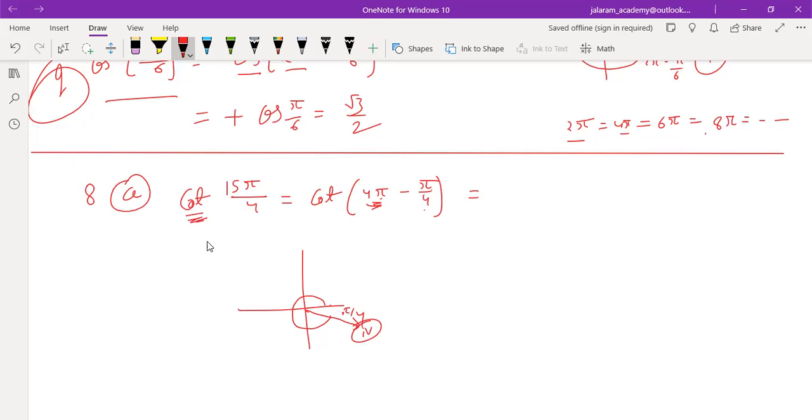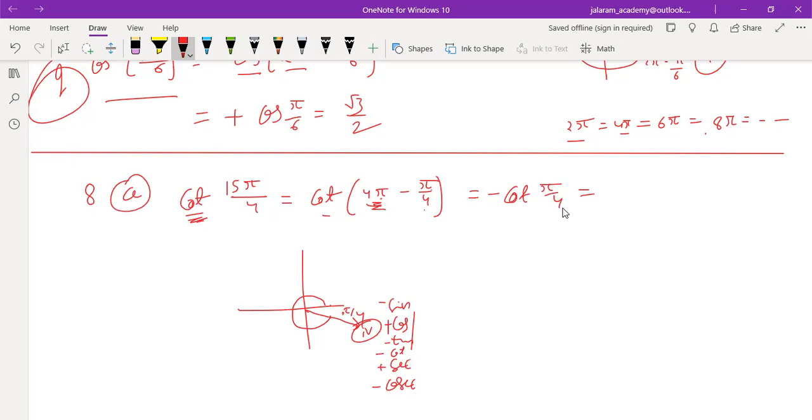And in the fourth quadrant, we know that only cos is positive and its reciprocal sec is positive. In between them, tan and cot are negative. Sine is negative and its reciprocal cosec is also negative in the fourth quadrant. Sec is positive, cos is positive, all others are negative. So cot is negative, so we write minus. 4 pi we know is a non-changer, so write cot as cot. And theta is pi by 4.